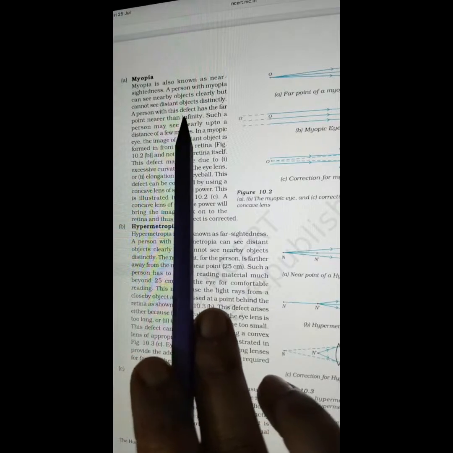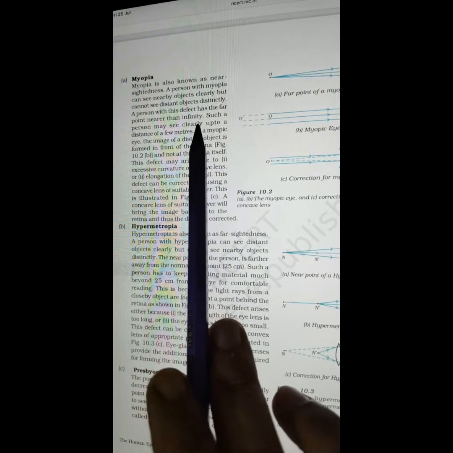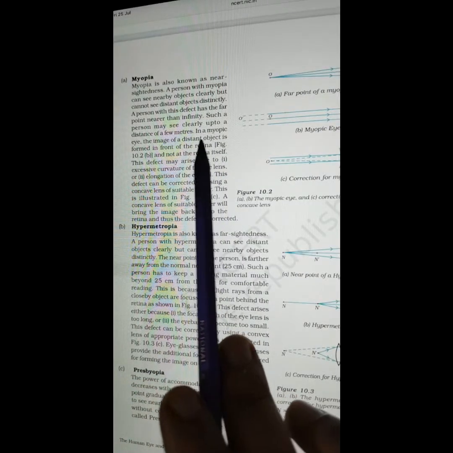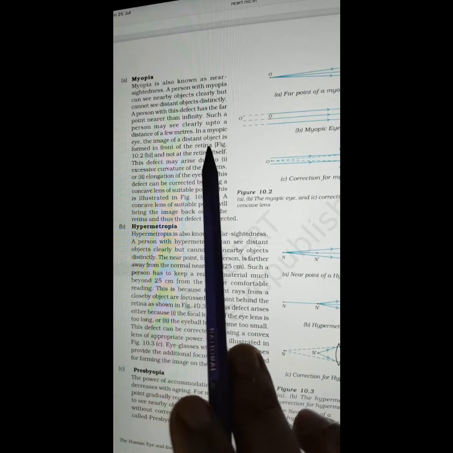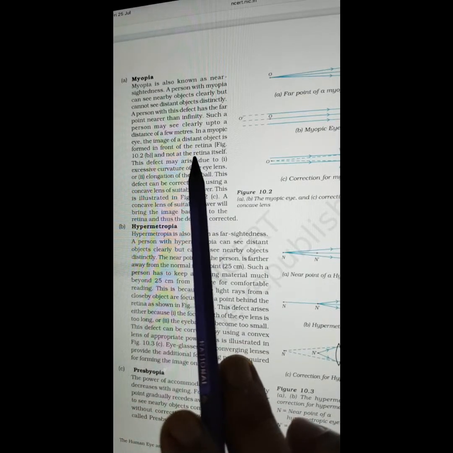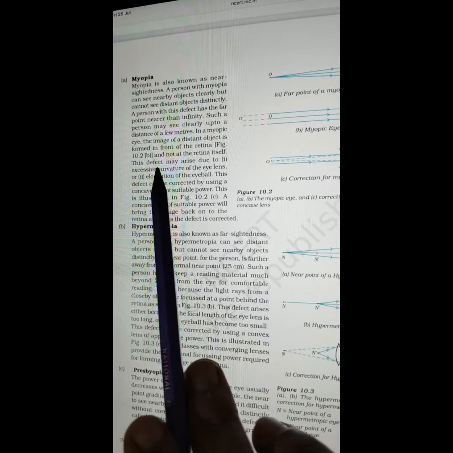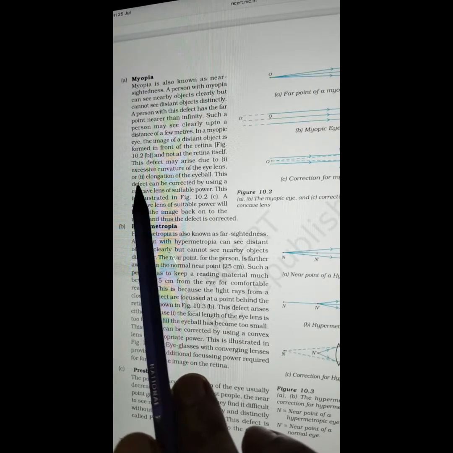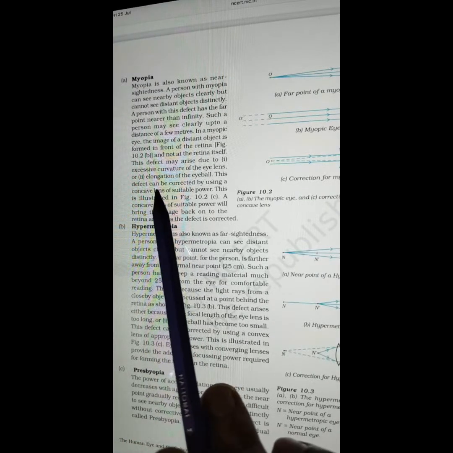Next page. Myopia. Myopia is also known as nearsightedness. A person with myopia can see nearby objects clearly but cannot see distant objects distinctly. A person with this defect has a far point nearer than infinity. Such a person may see clearly up to a distance of a few meters. In a myopic eye, the image of a distant object is formed in front of the retina as seen in figure 10.2 and not at the retina itself. This effect may arise due to excessive curvature of the eye lens or due to the elongation of the eyeball.